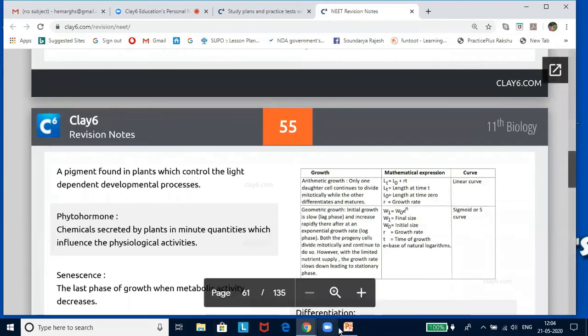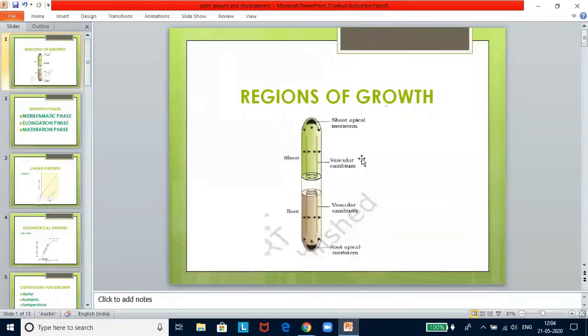Now let us look into the regions of the growth: the shoot apical meristem, vascular cambium, and the root apical meristem. So these are the regions of the growth, and this diagram is very important because they will ask you to identify the areas marked as A, B, and C. Now let us look at the measurement of growth. Now this diagram is very important, make a note.